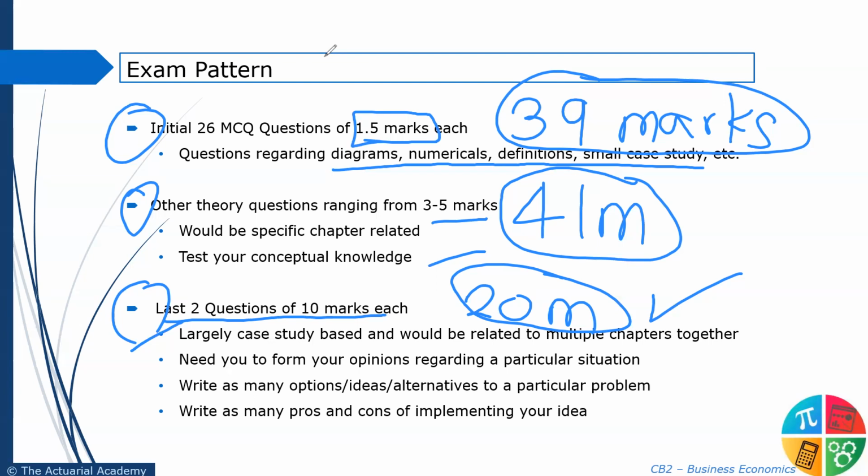They won't create a case randomly, but a full 5-6 line case, and based on that there will be those 10 mark questions, and you have to write as many ideas, opinions and alternatives to that particular problem. You have to write advantages and disadvantages of a given situation. So if you suggest an opinion or an idea, you have to write its positives, negatives, everything in these 10 mark questions. So this is how the exam pattern looks.